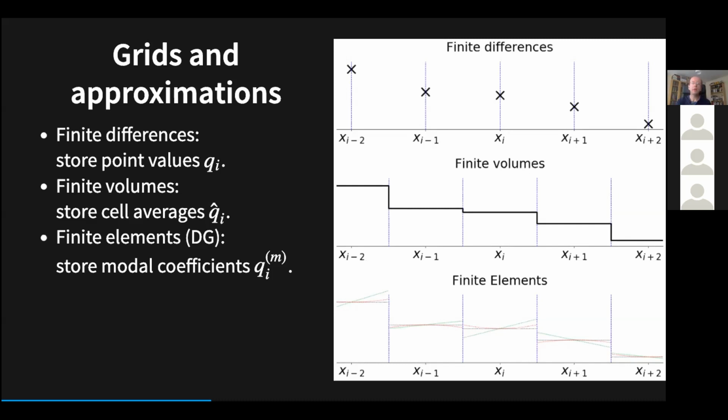Okay. So having described the various grids that we might see in a numerical simulation, I'm going to focus in the short term on the finite volume approach, where we're storing the integral average of the solution across a cell.